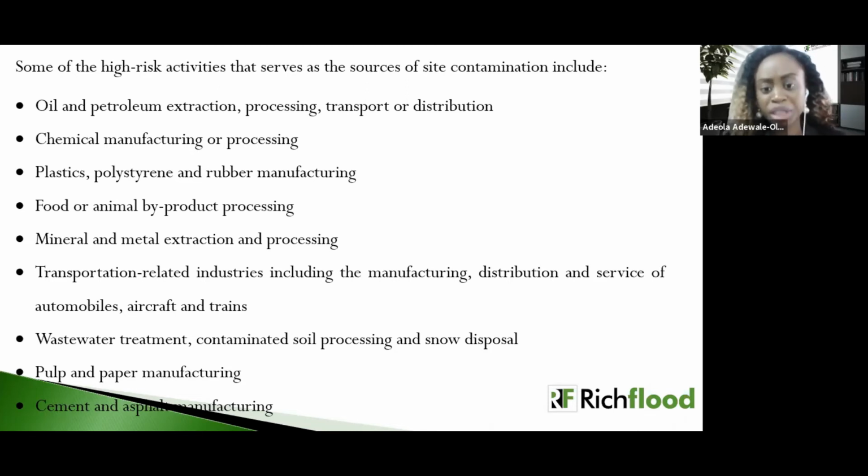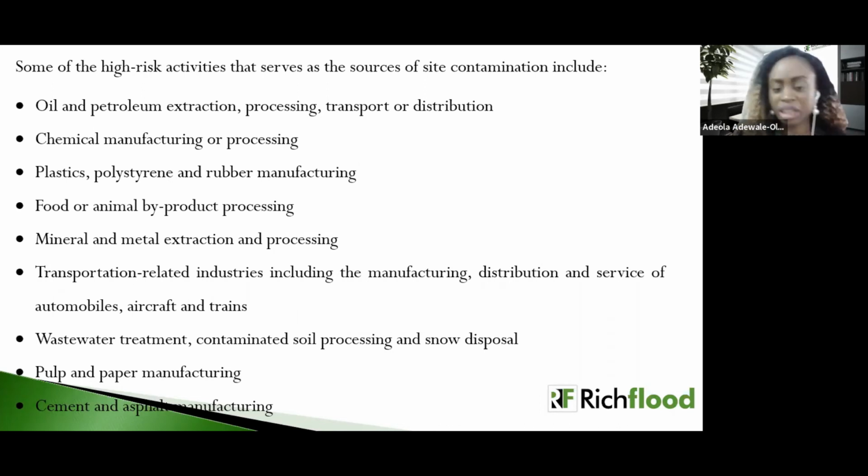And we have the minerals and metals extraction and processing as well. Because during all these procedures, during the extraction processes and even the processing of the minerals, some chemicals are usually being made use of, and these things could contaminate the environment. We have wastewater treatment, contaminated soil processing, pulp and paper manufacturing, cement and asphalt manufacturing. We have them on and on like that.